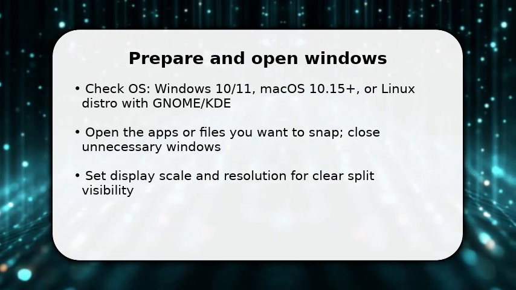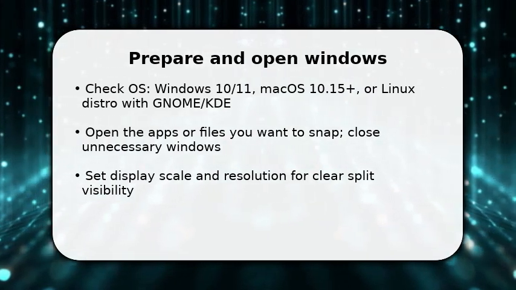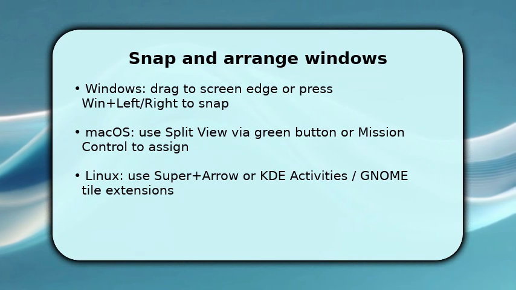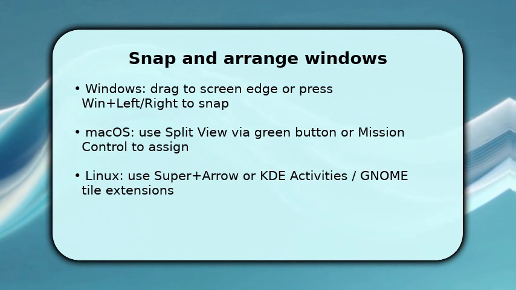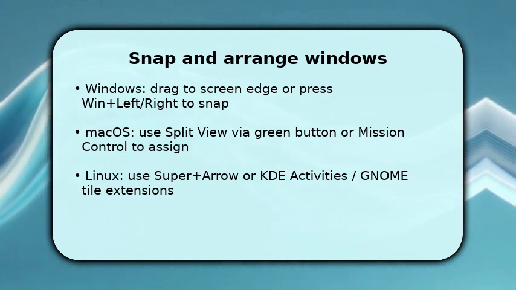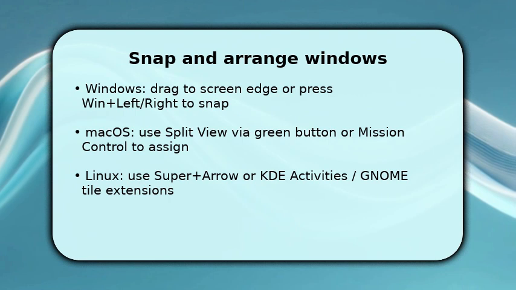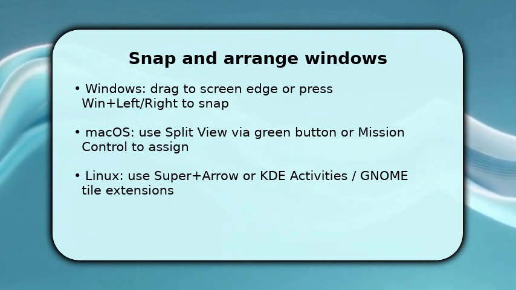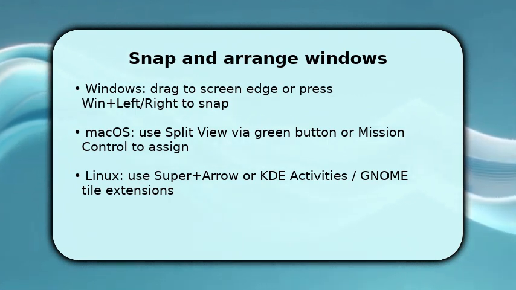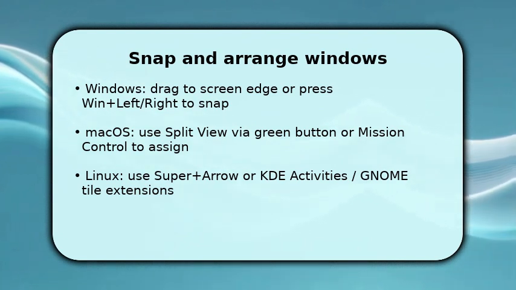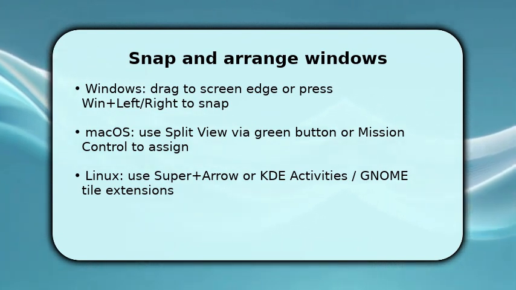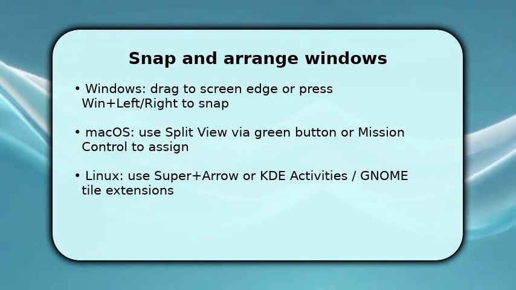Now you perform the core action. Place each window. On Windows, drag a window to the left or right edge or press Win plus left, then select the other app. This creates a 50/50 split by default. On Mac OS, click and hold the green window button and choose Tile Window to left/right, then pick the second app. Make sure Mission Control isn't blocking spaces. On Linux, use your compositor's snap keys or install a tiling extension.